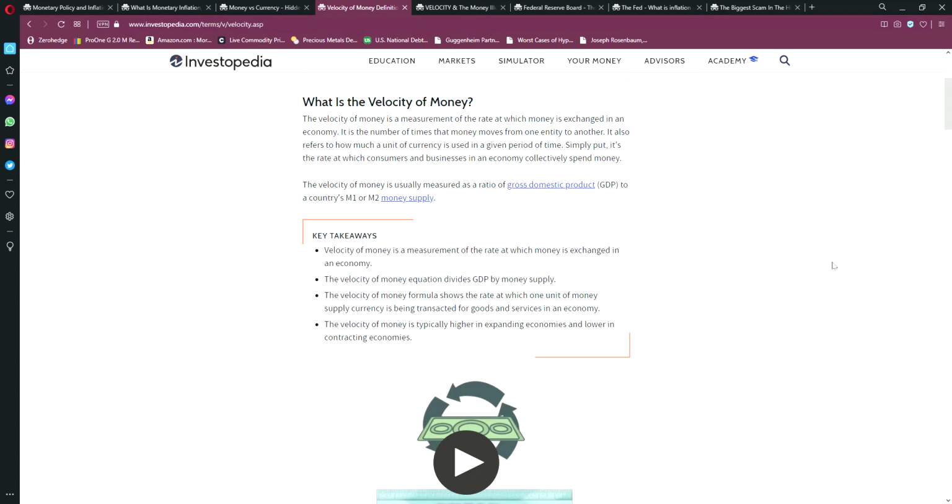Velocity of money is a measurement of the rate at which money is exchanged in an economy. The velocity of money equation divides GDP by money supply.